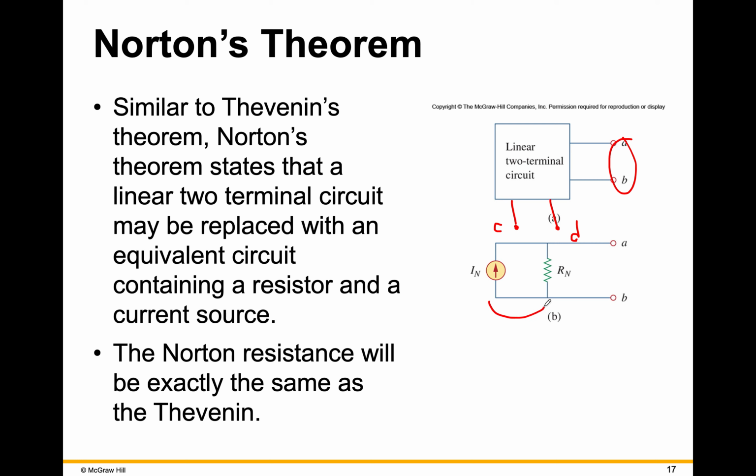Now that begs the question, is it possible to do enough source transformation and resistor simplification to get to this point? The answer is yes, theoretically, especially if you're willing to do delta to Y and Y to delta transformations on your resistors and you have no dependent sources. Eventually, you could simplify your circuit to get either the Thevenin or the Norton.